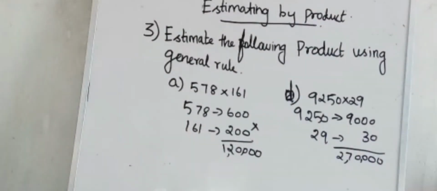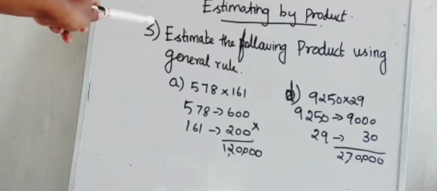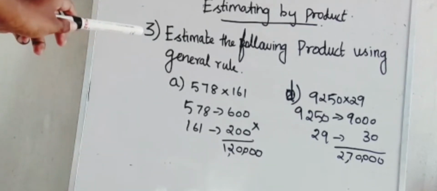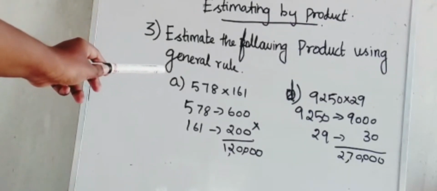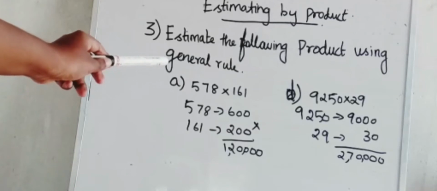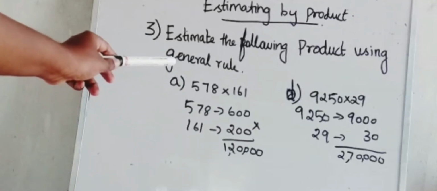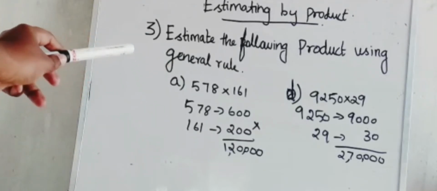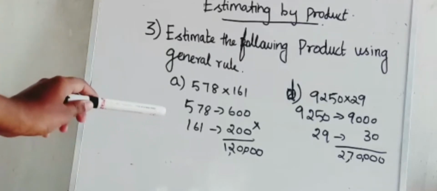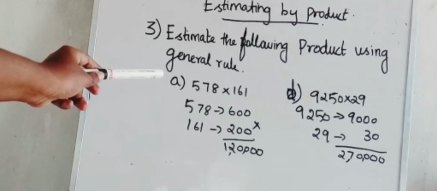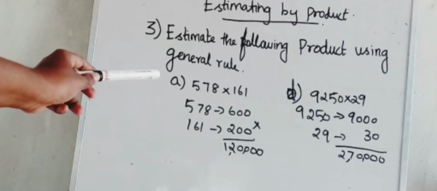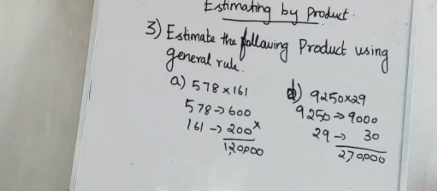Hi students, today we are going to see about estimating a product. Estimate the following product using the general rule. That is the first one we are going to see. The number is given as 578 into 161. First we have to estimate it and then we have to find the product. So first we are going to estimate the numbers and then we are going to multiply.